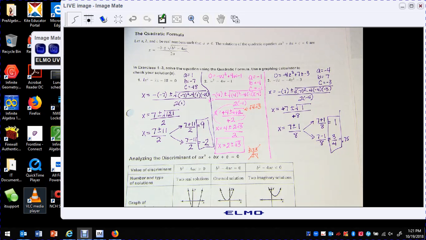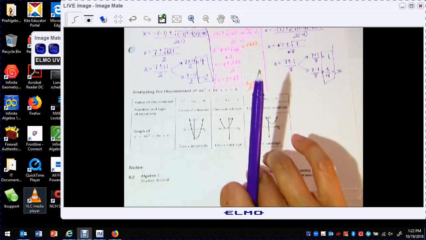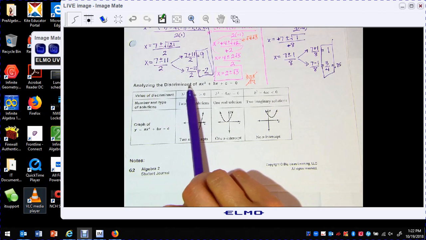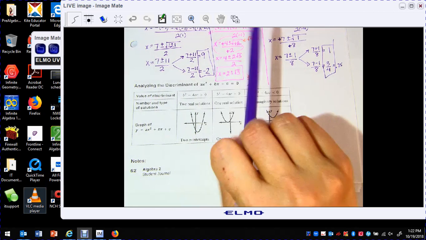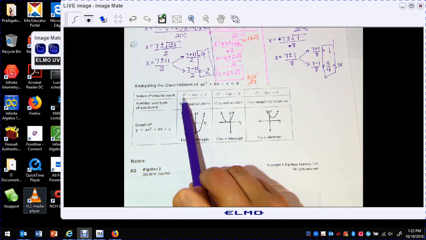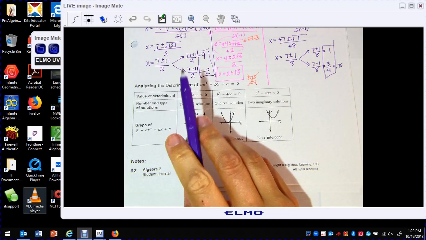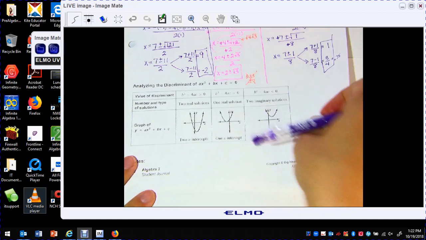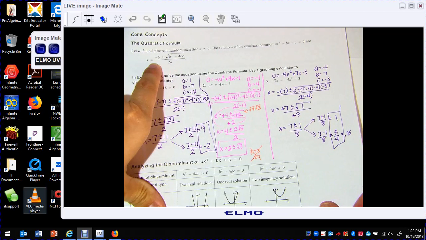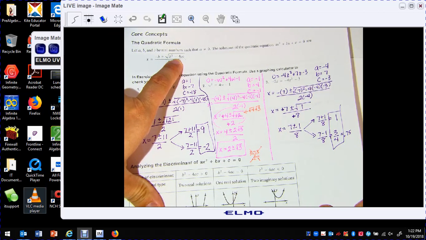Okay, we're going to continue on 3.4's notes. Now we're just going to talk about that discriminant, which was what was under our square root. It was the b squared minus 4ac. If you remember the quadratic formula, it's negative b plus or minus the square root of b squared minus 4ac, and everything's over 2a. It's just what's under the square root.